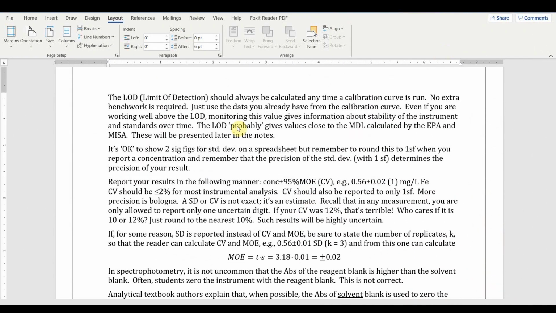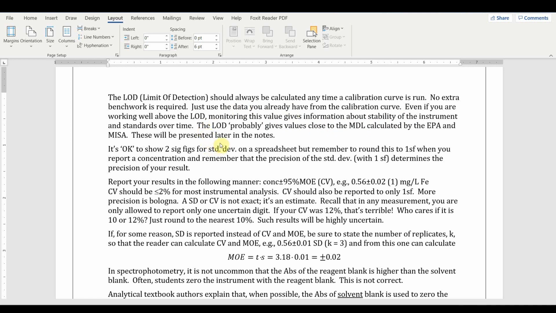Page 280. The limit of detection should always be calculated any time a calibration curve is run. There's no extra bench work required. Just use the data you already have from the calibration curve. Even if you're working well above the limit of detection, monitoring this value gives you information about the stability of the instrument and the standards over time.